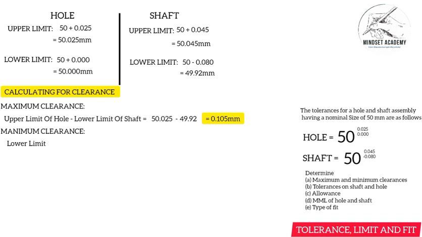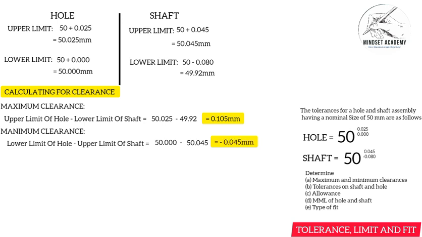That will give us the lower limit of the hole minus the upper limit of the shaft. So this will give me 50.000, or I will say 50, minus 50.045. So we'll be having this to be minus 0.045 millimeter. So we calculated for the clearance, maximum and minimum clearance.